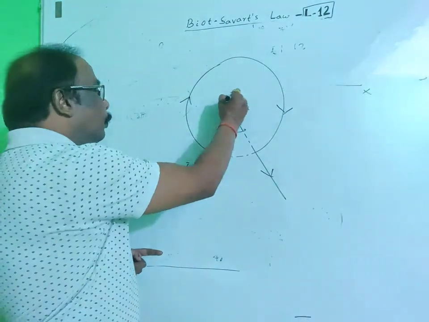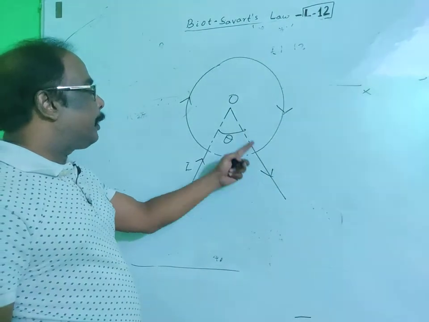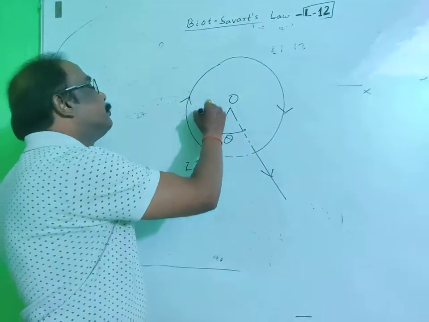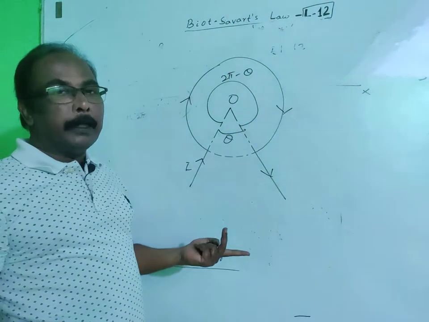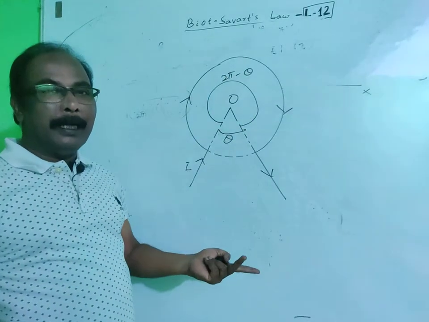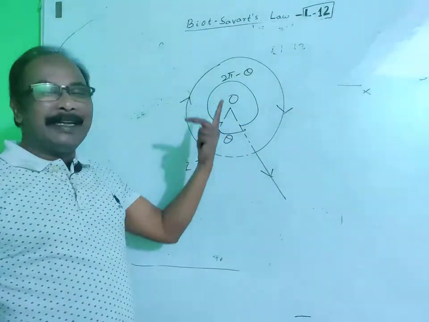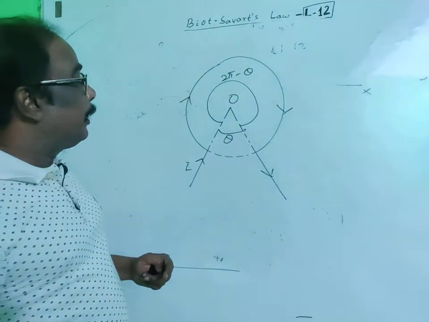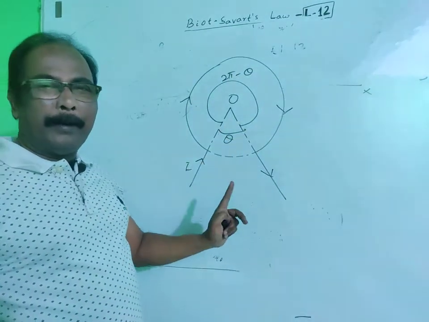Then due to this part, the magnetic field is 0, and due to this part too, the magnetic field is 0. Only you have to get this part, and this part is 2 pi minus theta. Convert to radian. Angle you got it, 2 pi minus theta, convert to radian. Okay. Convert to radian and put the value, you will get your answer.